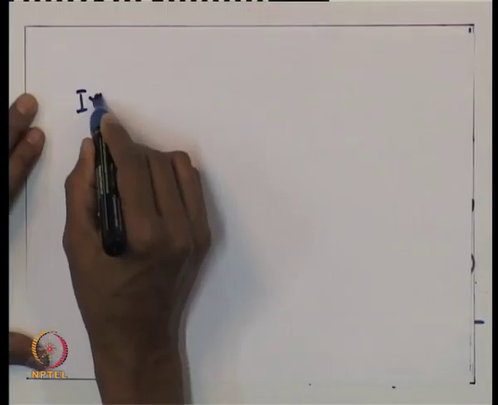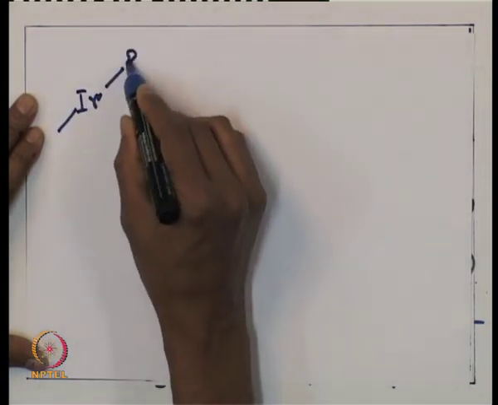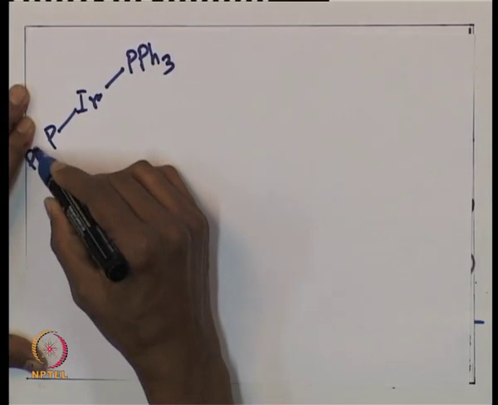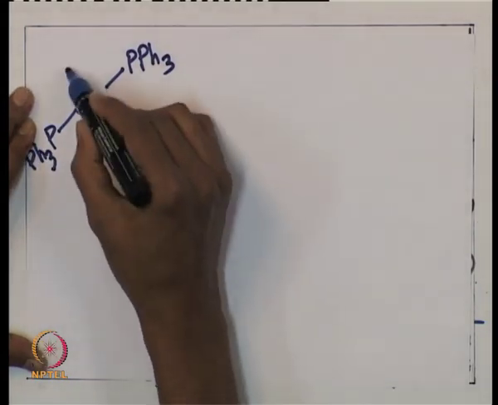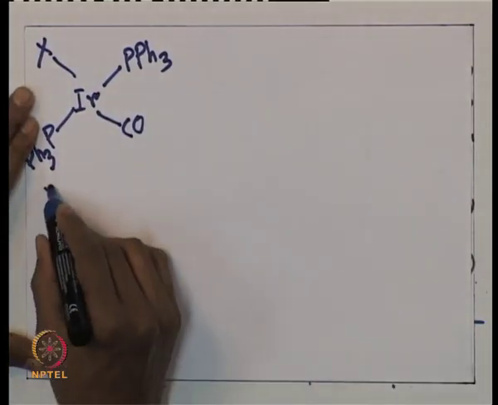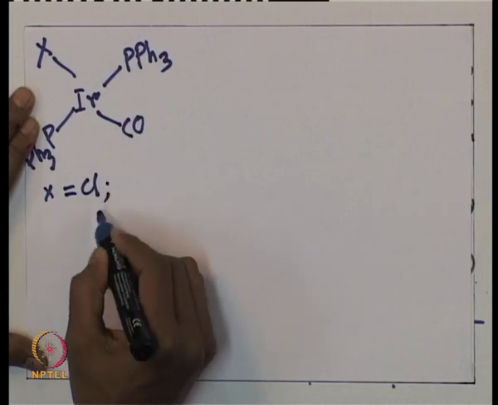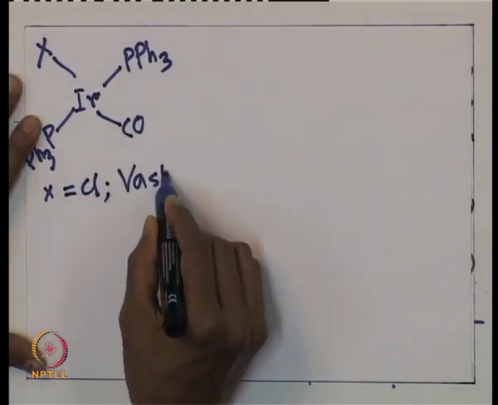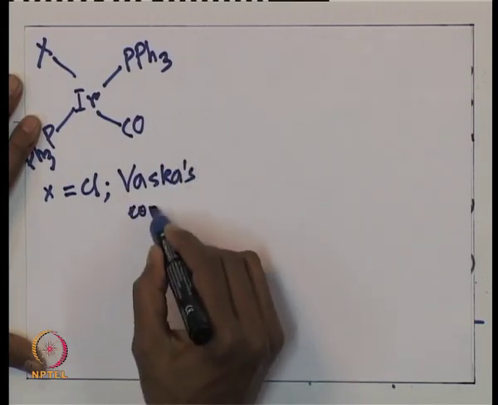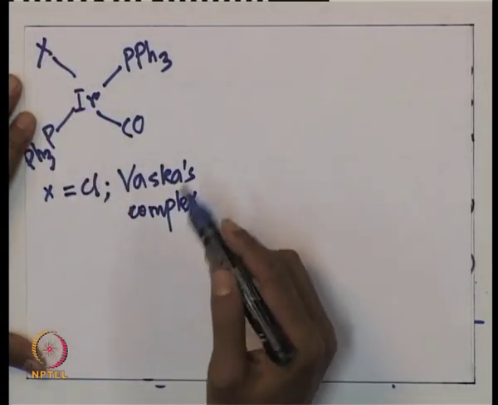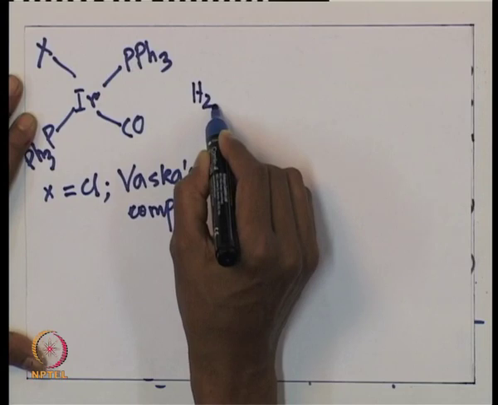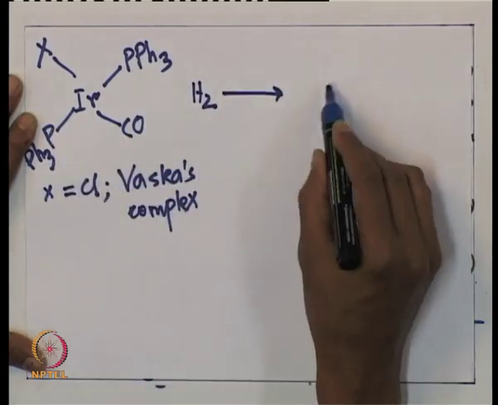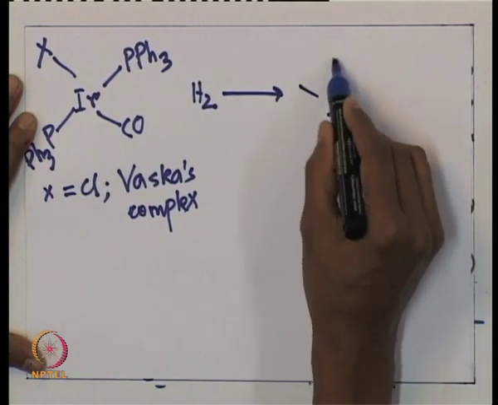Now, I would like to discuss a real example rather than keeping M as a variable. Let us discuss this iridium complex, I think you are quite familiar with it: iridium bis(triphenylphosphine) carbonyl halide. If X equals chloro, I think you will know this complex, and that is known as Vaska's complex, right, Vaska's complex. Now, this Vaska's complex, if X equals chloro, can react with hydrogen. Overall, it can go from a tetra-coordinated complex to a hexa-coordinated complex.